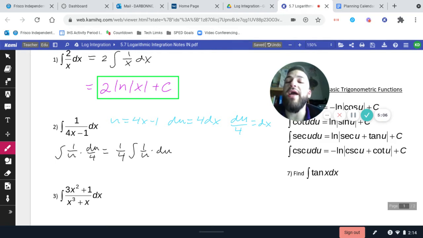So see what I mean by accounting for that extra constant? Just because I don't need an x term to cancel out, I still have to do u substitution here because I know that derivative is going to give me an extra 4 that I have to account for.